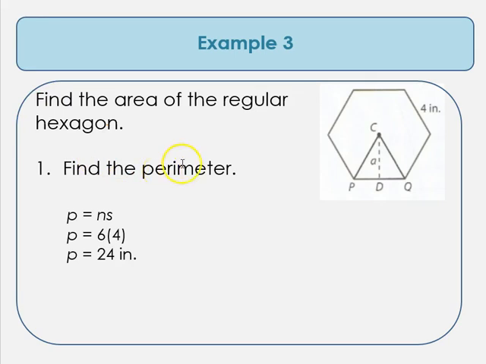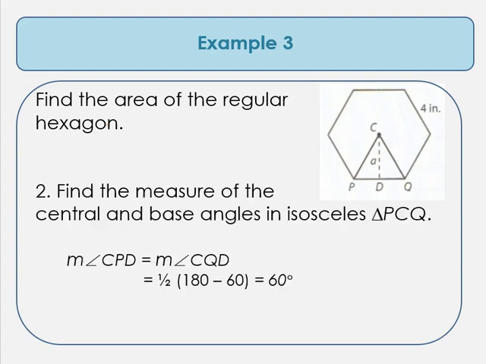Example 3. Find the area of a regular hexagon. Remember that a hexagon has 6 sides. We can see the side length is 4 inches. We're going to find the perimeter. So P equals NS. P equals 6 sides times 4 inches for 24 inches. Now that we have our perimeter, let's move on to the second step.